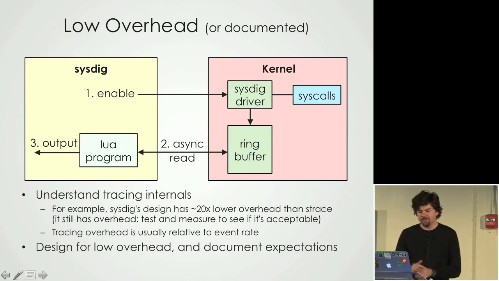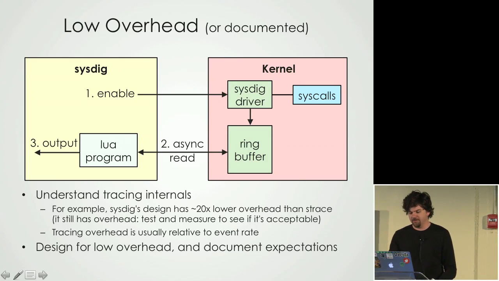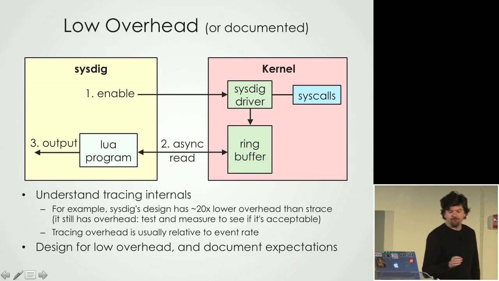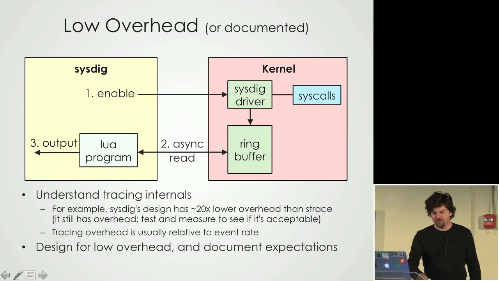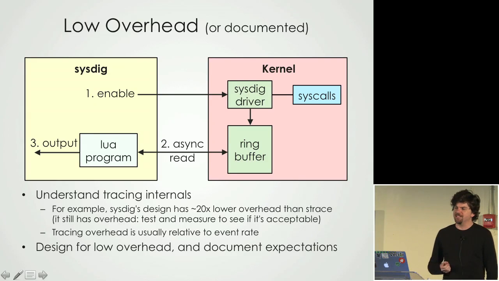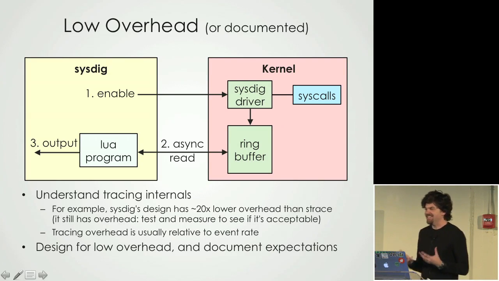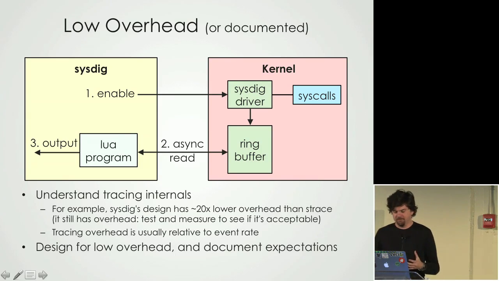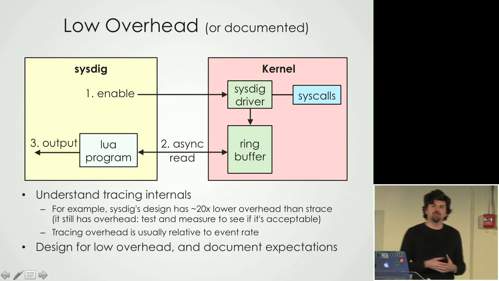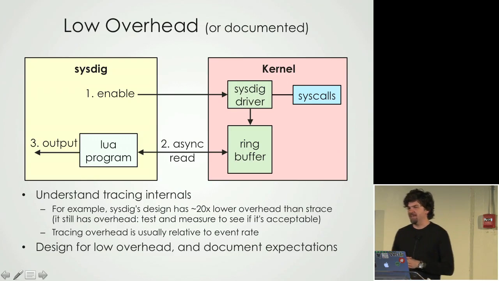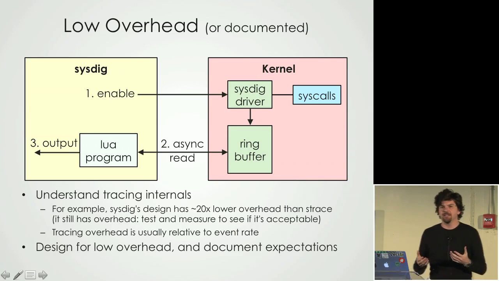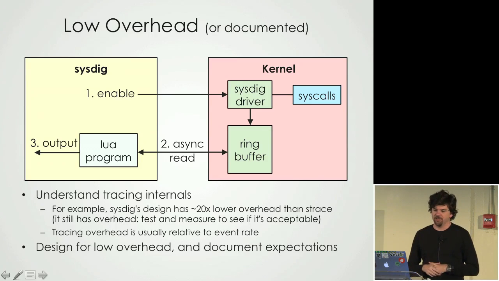Another aspect to describe, a characteristic to look out for, is overhead. Tracing tools are often used, I'm often using them for performance analysis. Tracing itself can be dangerous. The overhead is usually relative to the event rate multiplied by the tracing event cost. Adam had a slide earlier today about how strace, the current implementation of strace, is violent and uses breakpoints and can really slow down an application.